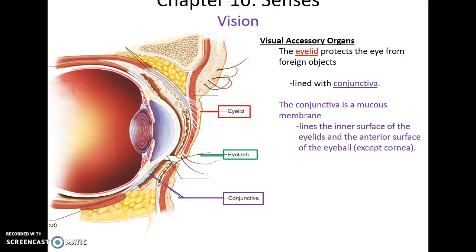Moving on to vision. Vision, we have the complicated structures of the eye. This includes accessory structures such as the eyelids that can close in front of the eyeball. The epithelial tissue lining the eyeball and the inside of the eyelid is called the conjunctiva. It is a mucous membrane that produces a little bit of mucus to keep lubrication there so that the eyelids can move across the eyeball without damaging it. The only place you don't have the conjunctiva is at the actual lens of the eye.